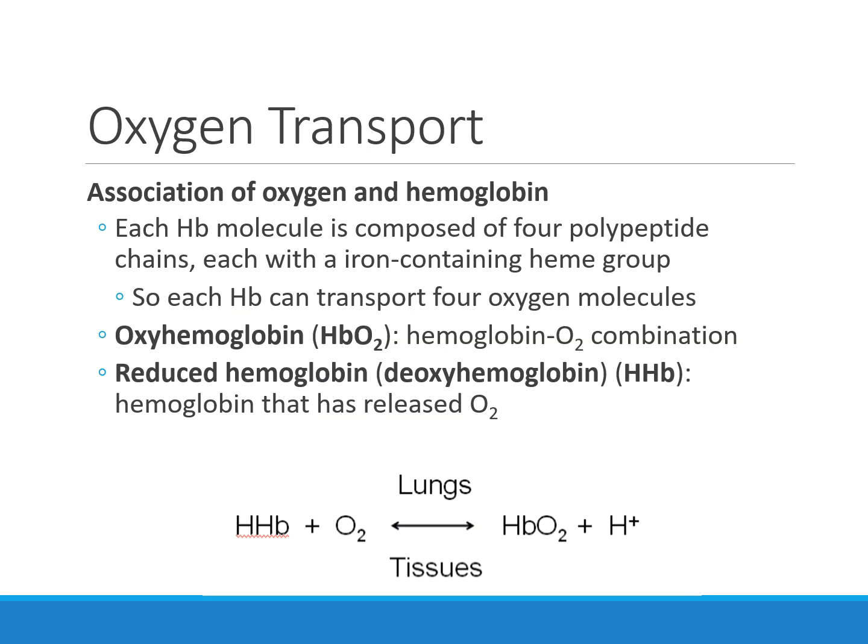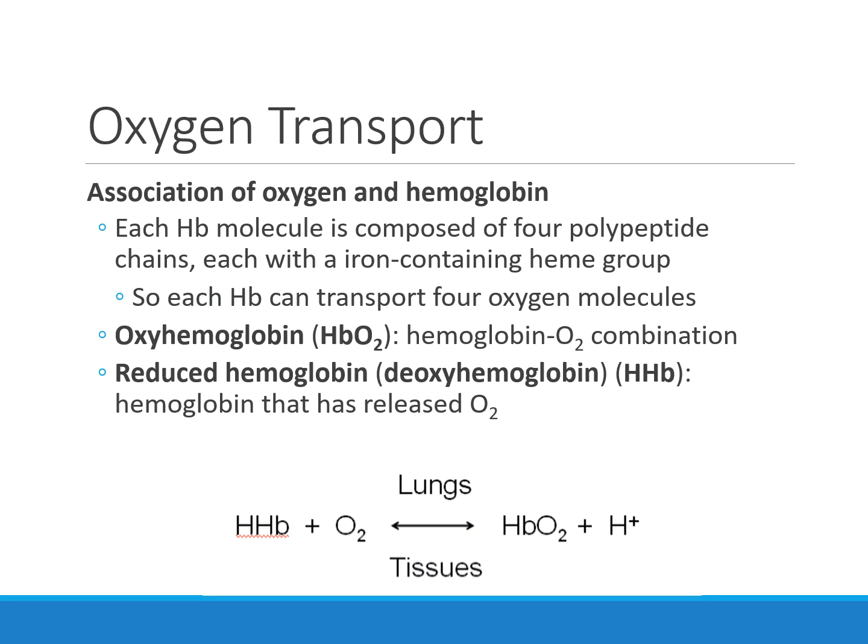So the association of oxygen and hemoglobin. Each hemoglobin molecule, if you'll remember vaguely, we talked about this in blood, is composed of 4 polypeptide chains, each of which has an iron-containing heme group. So each hemoglobin can transport 4 oxygen molecules. And a typical red blood cell has 250,000 hemoglobin molecules. So roughly each red blood cell is transporting 1,000,000 oxygen molecules.